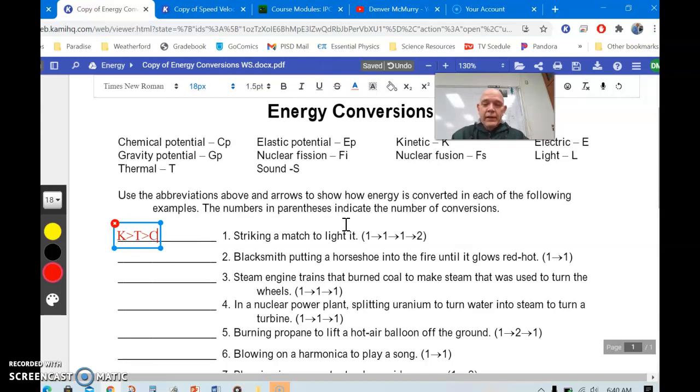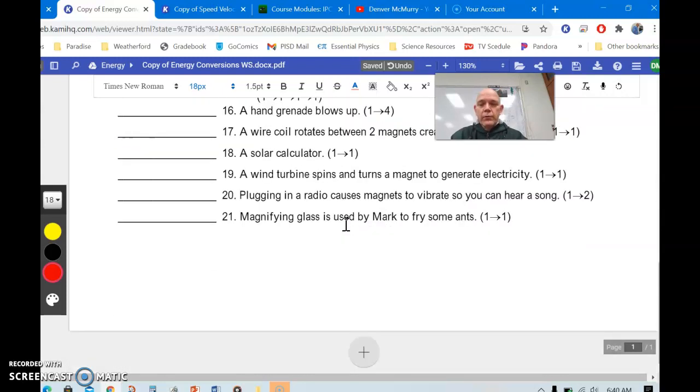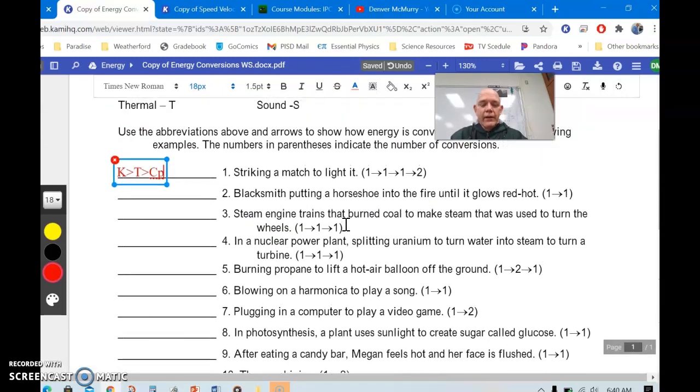And finally, the chemical potential is changed into light and thermal. Now you can just put L and T up there and put them on top of each other if you want to. So I would have 1 to 1 to 1 to 2. And that's just to give you an idea of how many different things you should have. Just kind of a little guide there.